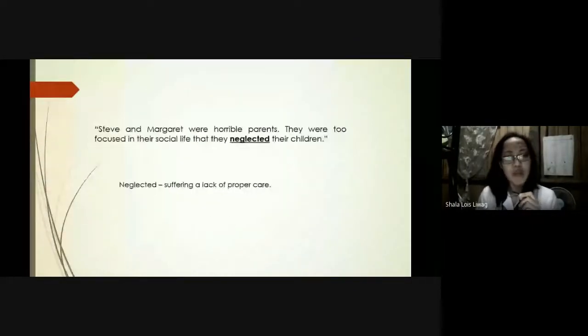Do you think Steve and Margaret are good parents? Why? What are your opinions or feelings for the couple after reading the statement? Very good. They weren't good parents because they neglected their children. They prioritized their social life to the point of neglecting the children. Through listening or reading the sentence, your opinions or feeling about the couple become negative.